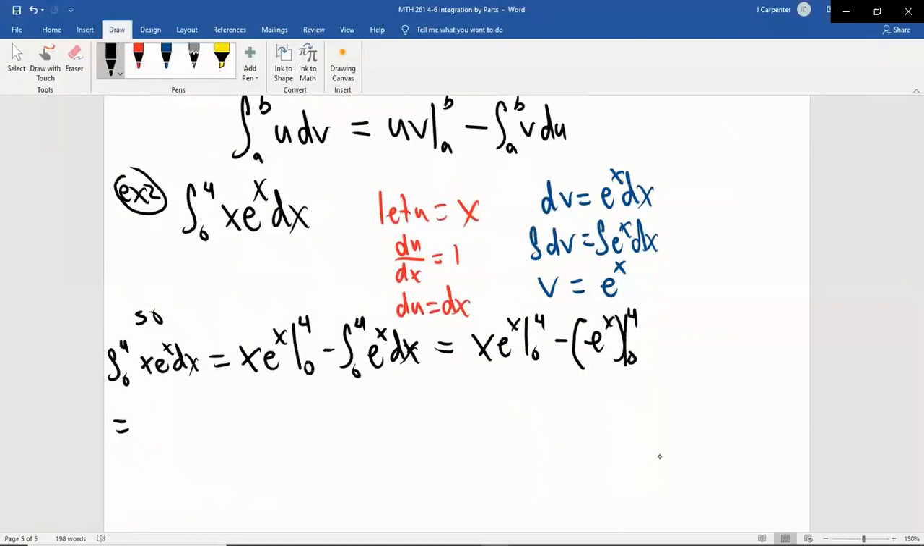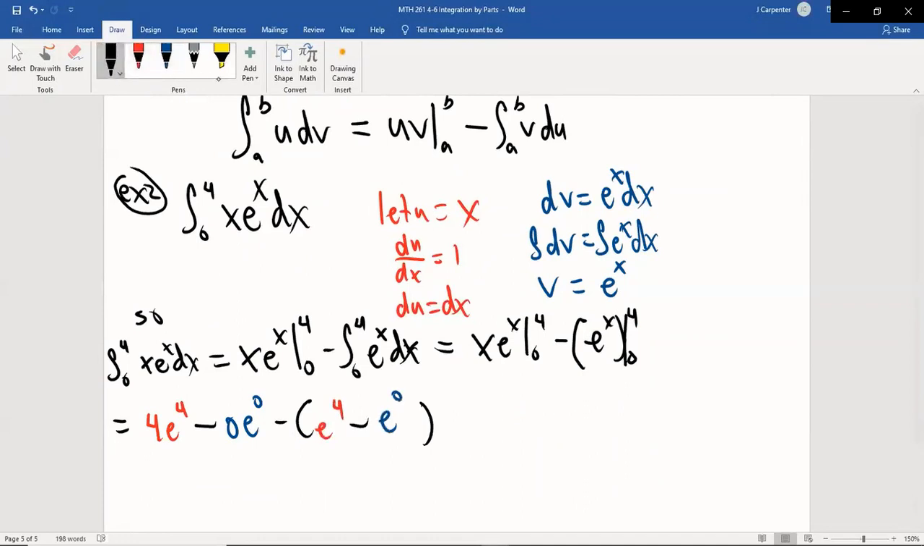So let's plug in 4 and 0 to the x e to the x. So this is the plugging in of the 4. When I plug in the 4s, I'll do it in red. When I plug in the 0s, I'll do it in blue. So this is 4 times e to the 4 minus 0 times e to the 0, then minus, and parentheses because we're plugging in the 4 and the 0 into the e to the x, but this minus is outside of that plugging in. That's why I suggested parentheses might be helpful there. So red, e to the 4, and minus blue, e to the 0.